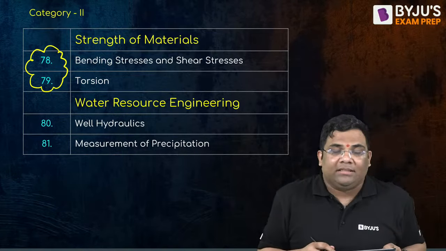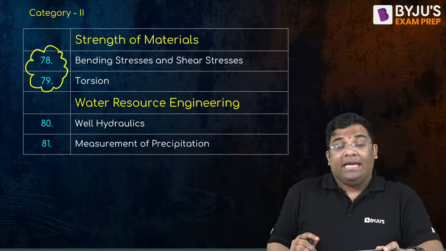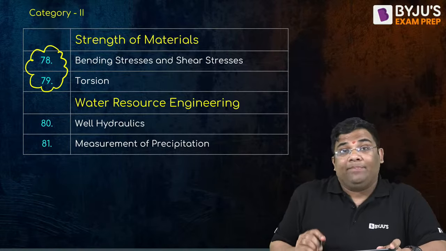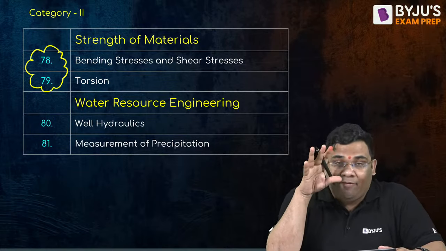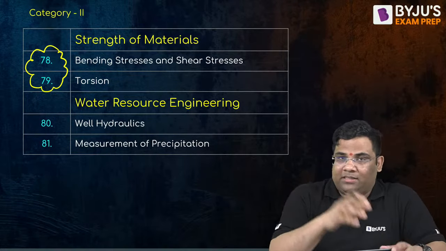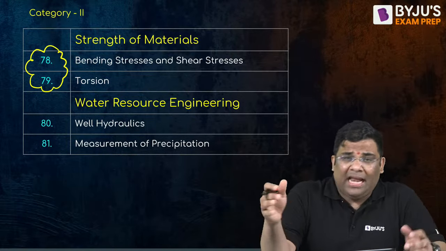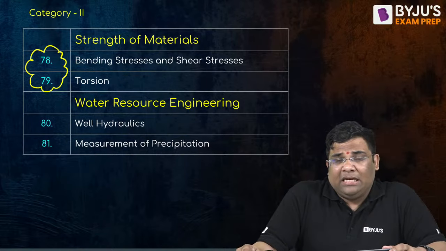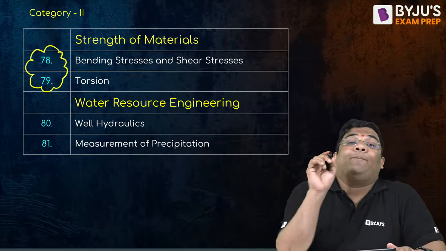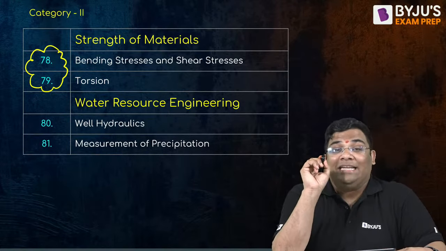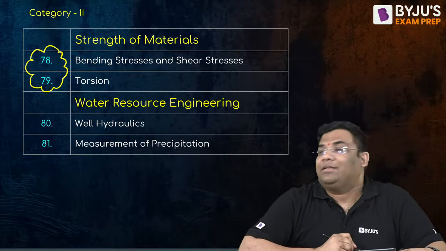Then in water resources, we have well hydraulics, confined and unconfined aquifers, and measurement of precipitation. Measurement of precipitation is an important topic, by the way. Finding the average precipitation: the isohyetal method, your arithmetic mean method, and the Thiessen polygon method. Very important. And in measurement of precipitation, there is also the probability study of rainfall, the risk and your reliability. That is also included in this topic. Very important.